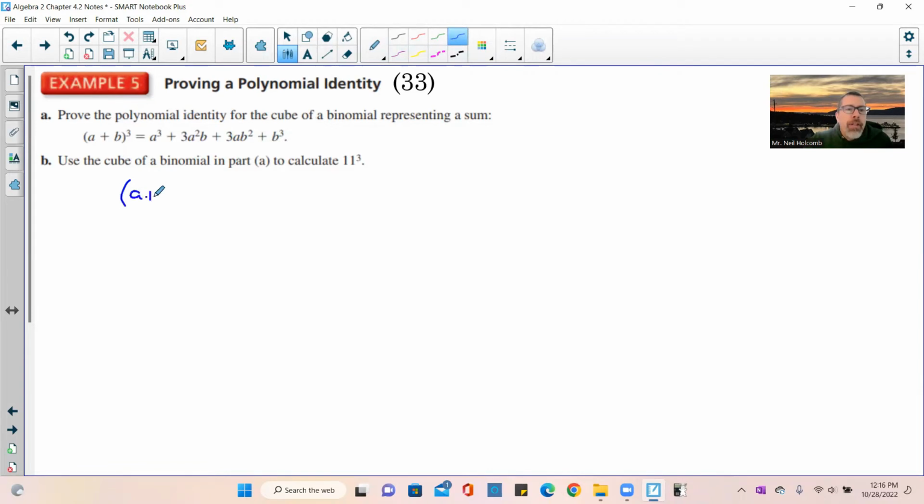a plus b cubed equals. Now, my goal is to get this. I'm not going to write it here. I have to prove it. So what does a plus b cubed mean? It means a plus b times itself three times.